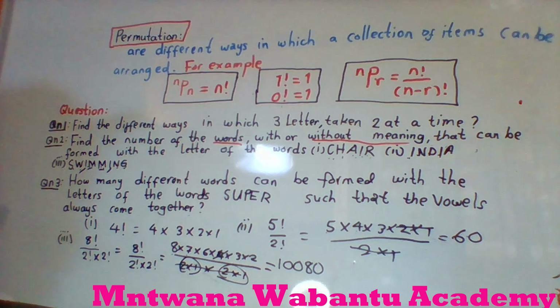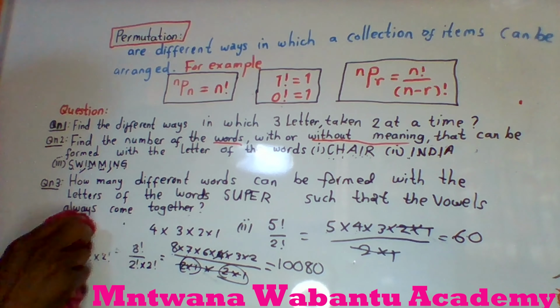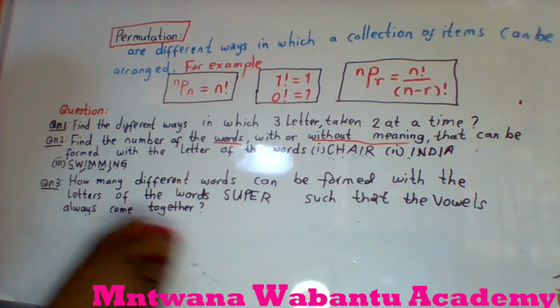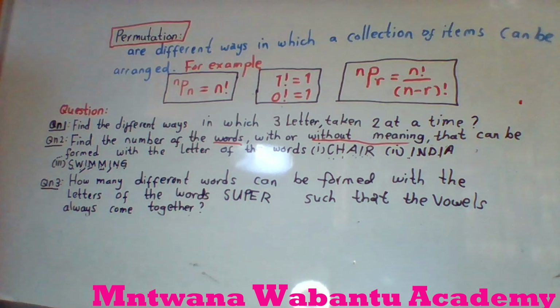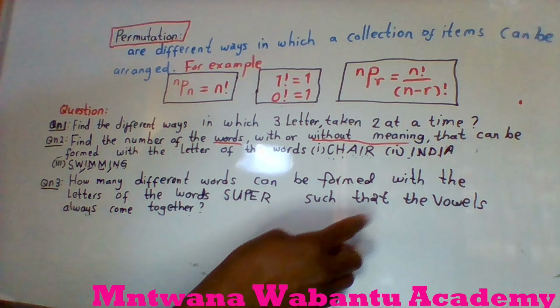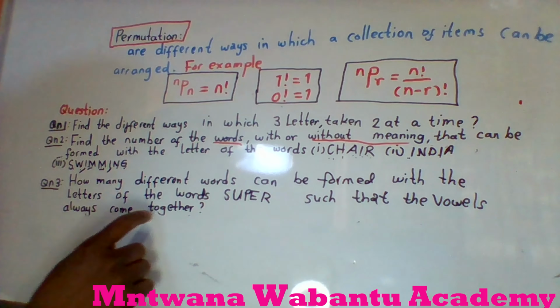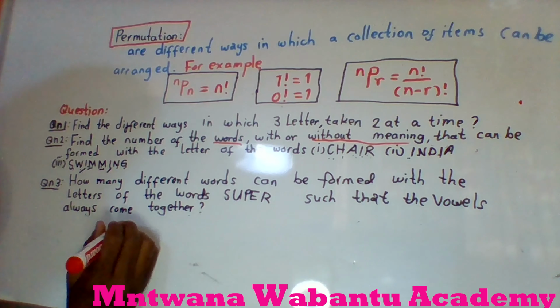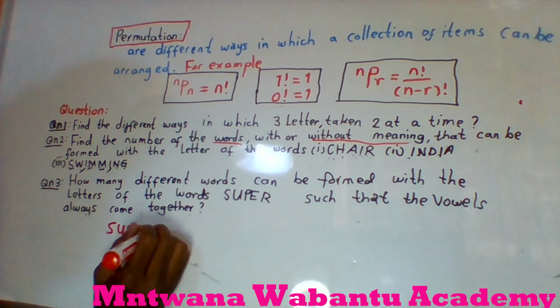So I want to raise this part here. So for the last one, for the last part, the last part is how many different words can be formed with the letters of the word super, such that the vowels always come together. So we have the word super. So let's check the word super here. So what is super? So we want to see when the vowels can come together.